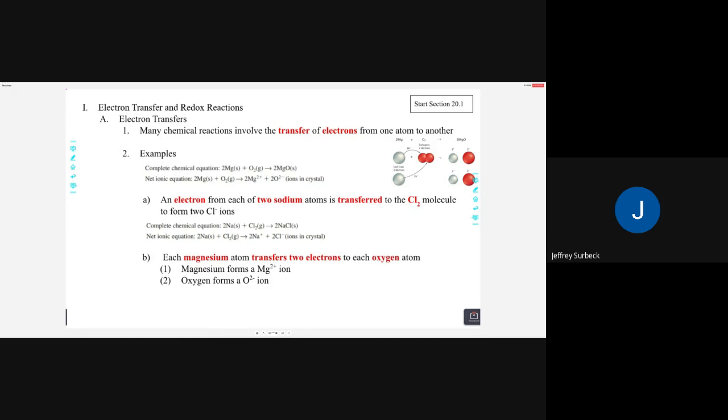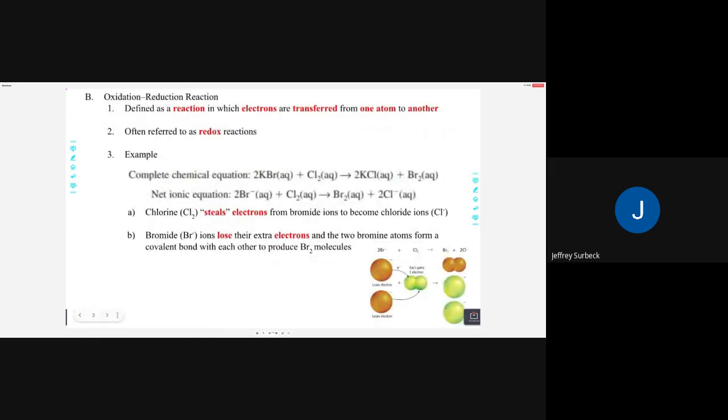Okay, so going through this electron transfer in a chemical reaction, we refer to this as a redox reaction. Again, it's a reaction where electrons are transferred. The full name of this we call an oxidation reduction reaction. I'm going to refer to this as a redox reaction. Okay, it's all about the transfer of electrons. Questions?